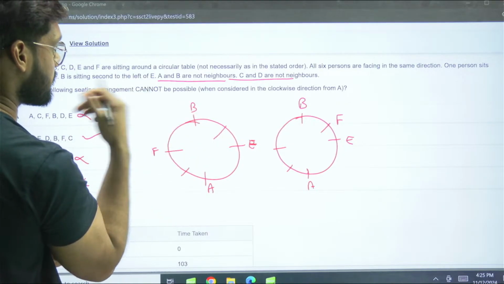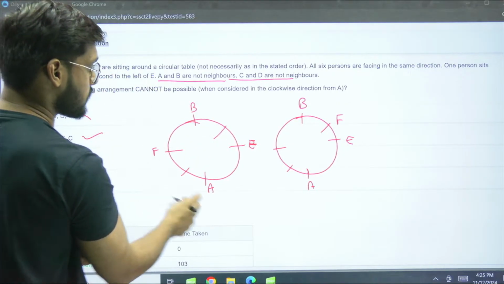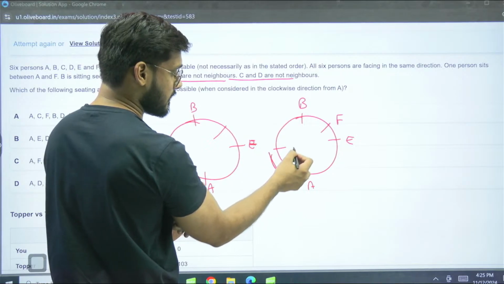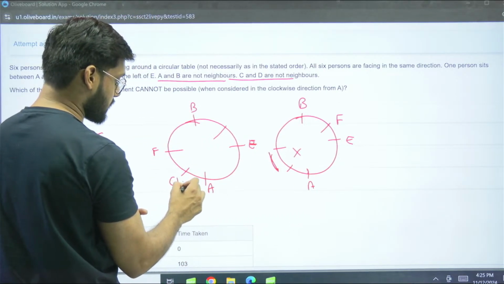A and B are not neighbors. C and D are not neighbors. So these two positions of C and D will be cancelled. Only these two positions will be remaining for C and D.